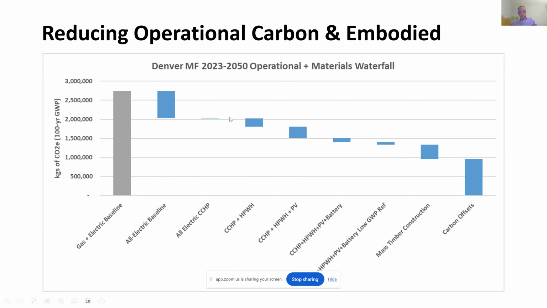Then we switched to a cold climate heat pump and saved a little bit more. We switched it to a heat pump water heater, and that saved some additional because we had a lot of domestic hot water in our multifamily building. Then we added PVs, and then we added batteries.